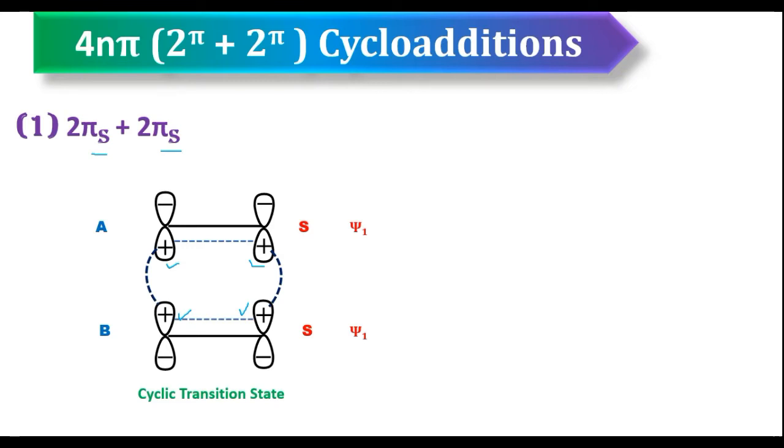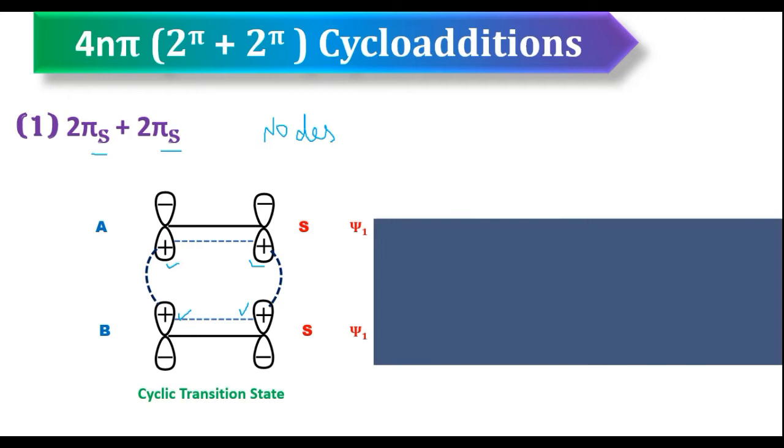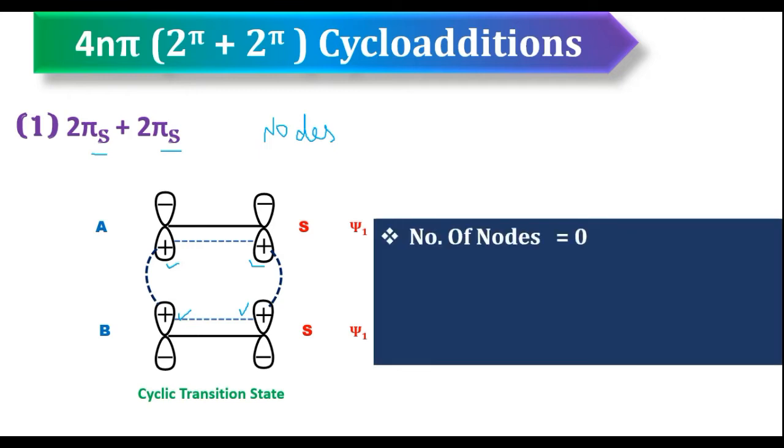So now friends, what you have to observe is the number of nodes in the transition state, because we are discussing PMO theory, it is very important to identify nodes. You see, there is no plus after minus, all pluses are connected. You can observe plus. Therefore the number of nodes is 0.